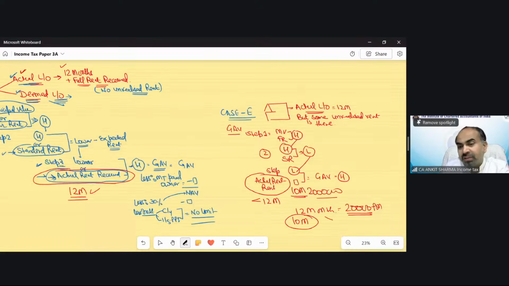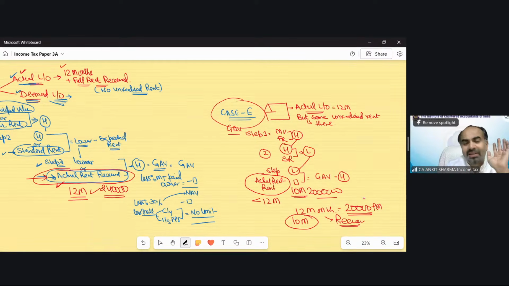And suppose the question says you have received the full amount of rent, no unrealized rent. Then we will solve it as per case number D. And the actual rent receipt would have been 2,40,000 rupees. So there is no difference in case D and E. Automatically, when you will take this point, actual rent receipt, in case number D, you are going to write it down 2,40,000. If it is case number E, you are going to write it down 2 lakh rupees. I've already told you, in examination, do not write this is case number E, case number D, because there is nothing like case A, B, C, D, E.